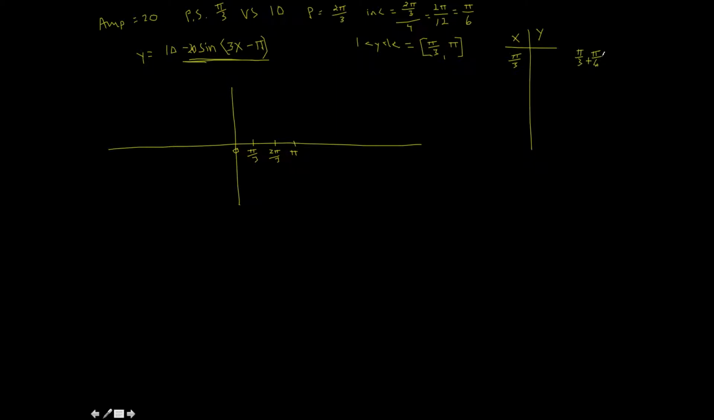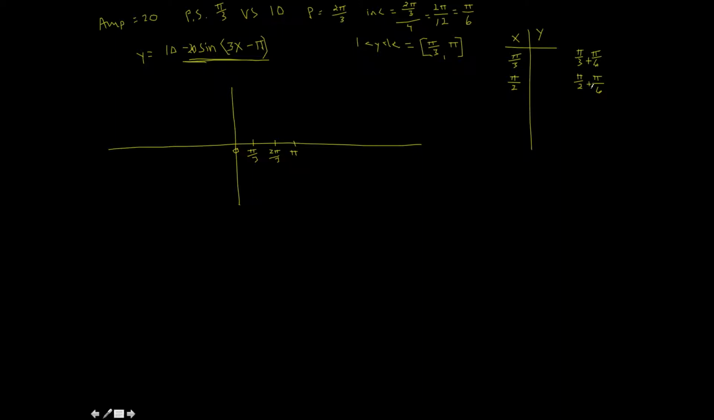So get a common denominator there, which is pi over 3 is the same thing as 2 pi over 6. So that's going to give us 3 pi over 6, which simplifies to pi over 2. So pi over 2 is going to be my second point. All right, well, pi over 2 plus pi over 6.